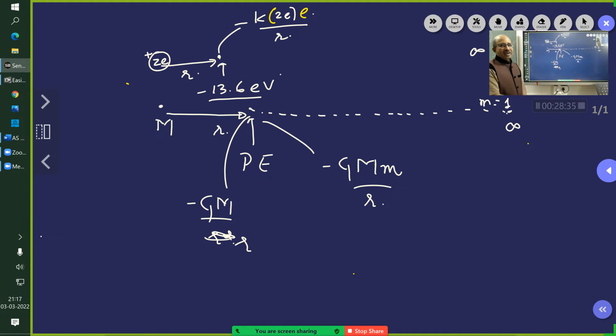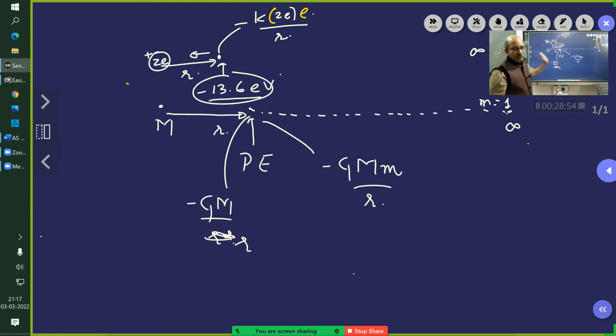Avoid 13.6. That is what I wanted. Because now this electron is bound. It is bound to the nucleus. It cannot leave the nucleus. So if you want to pull this away from the nucleus, then you have to supply this much amount of energy.